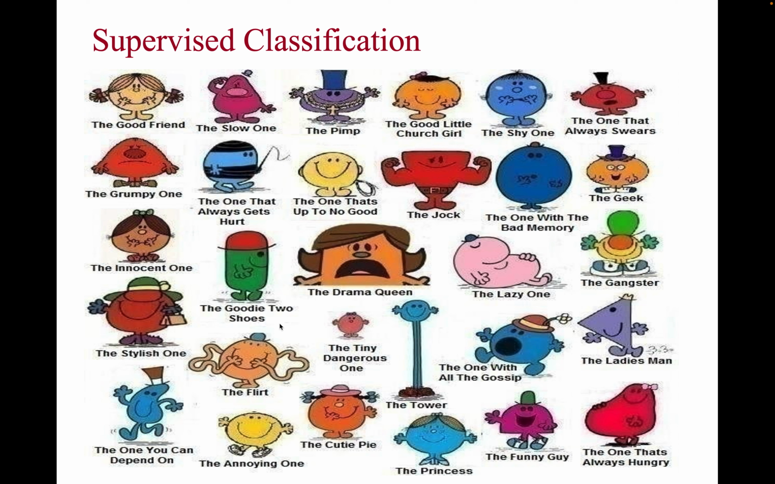Supervised classification. Here we have named everything, see, सबको नाम दे दिया. This is good friend, this is slow one, this is pimp, good little church girl, drama queen, the tower. Everything is labeled. So anything similar to this shows up to the model, it can know कि कौन सा क्या है.